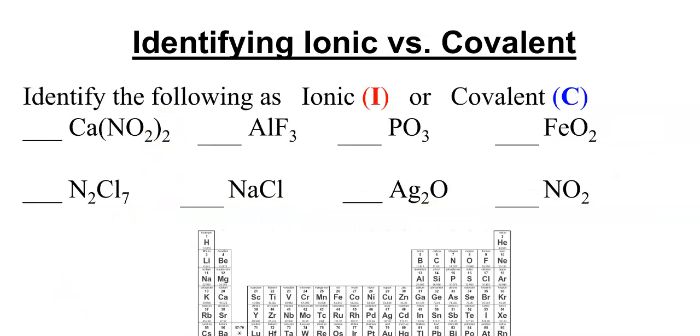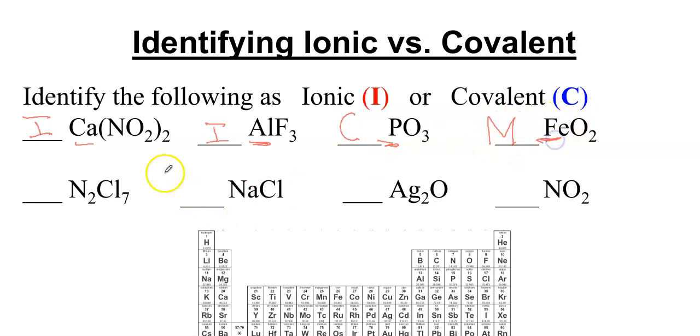Okay, more practice. Identify as ionic or covalent. Once again, look for the metals. This is a metal, so this is ionic. This is a metal, ionic. Not a metal, covalent.